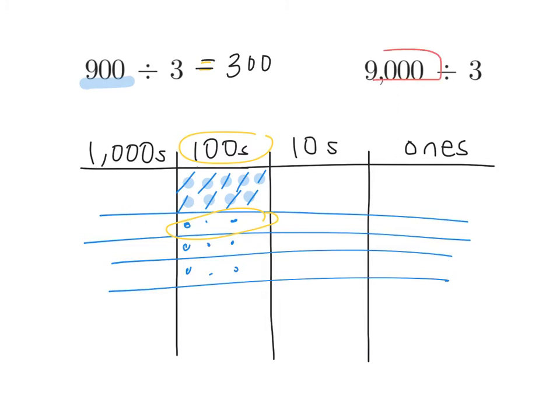Similarly, if my whole this time is 9,000, I would start with 9 discs in the thousands, right, instead of the hundreds place or the tens place or the ones place. And I could share them equally. 1 in each group, 2 in each group, 3 in each group. Again, the quotient is what's in one group. And so there's still 3 dots, but this time it's in the thousands column. So it's 3,000. So 9,000 divided by 3 is 3,000. Take some time to write this into your math notebook.